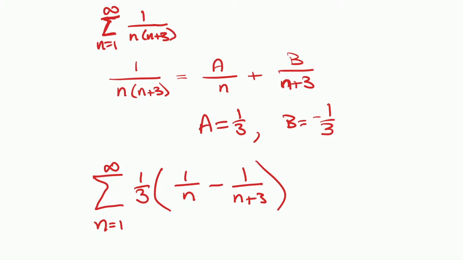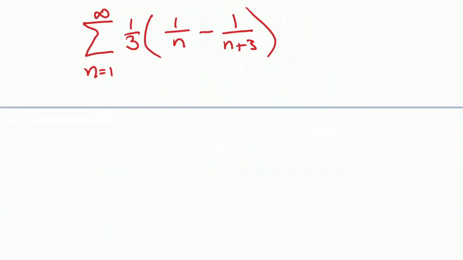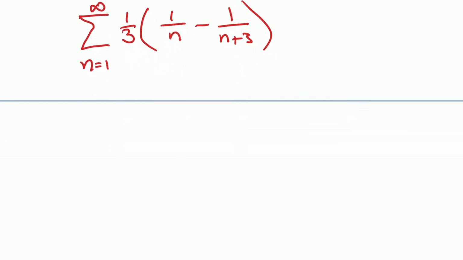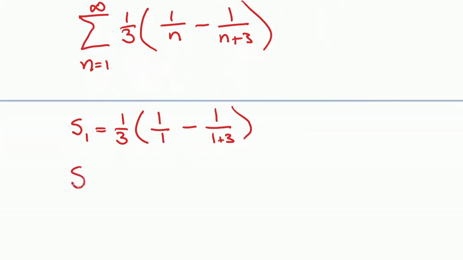Okay, so the next step is to start writing partial sums and looking for a pattern. So let's do the partial sums. Remember, a partial sum is what you get when you stop after however many terms you have here. So that's the first partial sum. Whoop-de-doo. Okay, let's do the second partial sum.